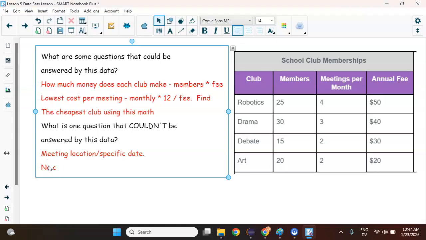There's no contact information, so it'd be hard to figure out how to join, right? So it'd be nice if they had some contact information there, like who's the leader.